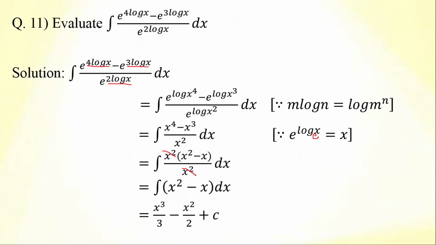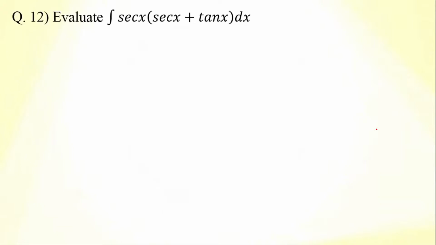Integral x square is x cubed by 3. Integral x is x square by 2 plus constant of integration. A question which seems to be so tough has actually been reduced to such an easy version. And you know that you have to apply these two identities of exponential function and logarithmic function. So integration is very easy and very interesting.